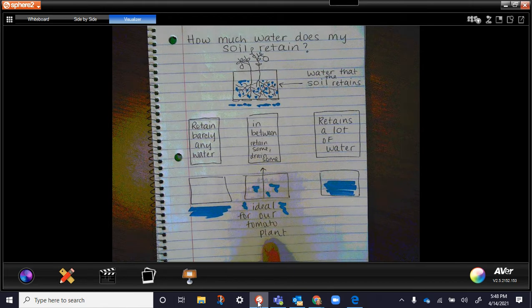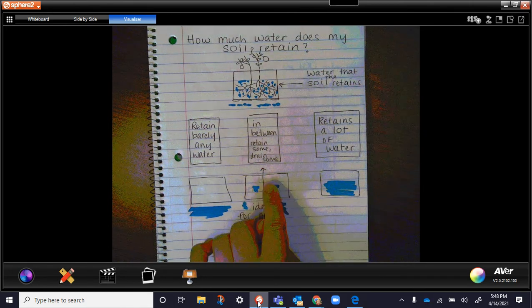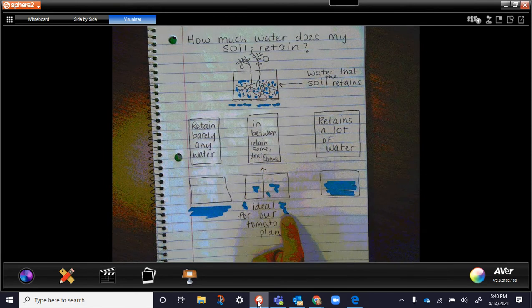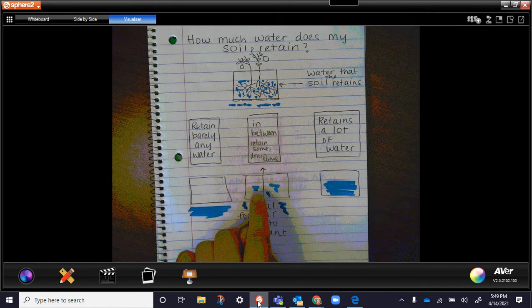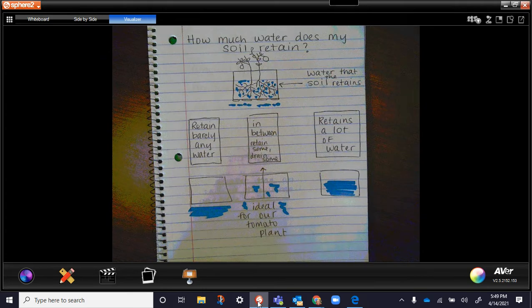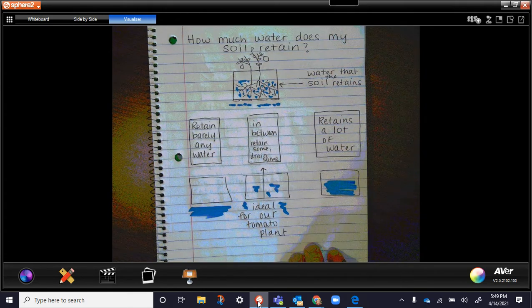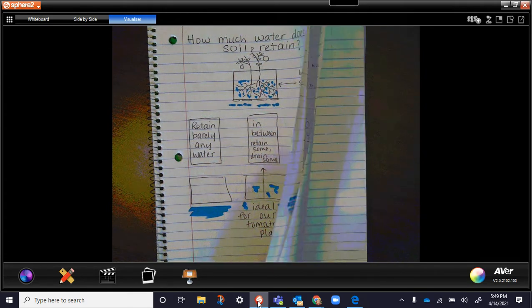The ideal for the plant that we're going to plant is in between. We don't want all the water hanging out. We do want some of the water to drain, but we also want some of the water to be retained and held onto by that soil, so that it can use it for the plant. So this is why we're learning this.